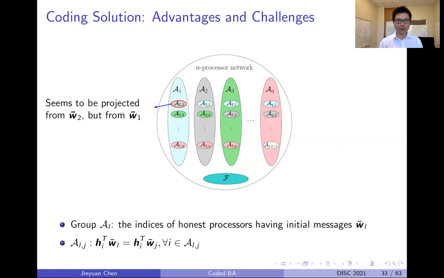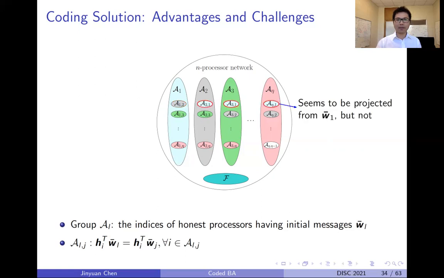For example, the encoded symbols sending from the subset A12 seem to be projected from the message W2, but actually projected from W1. Similarly, the encoded symbols sending from the subsets A21, A31, and A-eta1 seem to be projected from the message W1, but actually not.